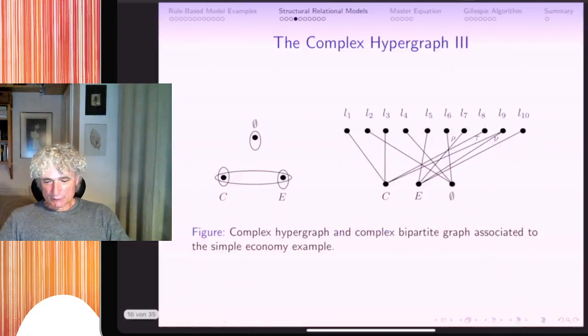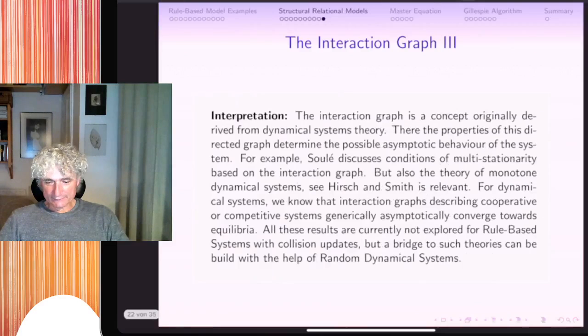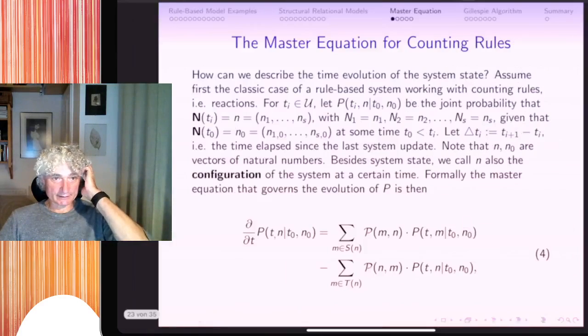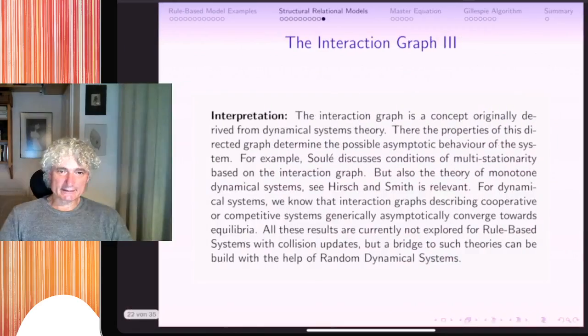Okay, so let's go forward. We discussed the interaction graph, which is a very important model ingredient. I should emphasize that the interaction graph is a kind of bridge between structural modeling and dynamic modeling, because it shows you possible behaviors of the system.